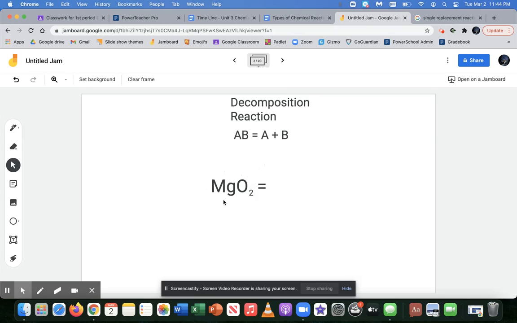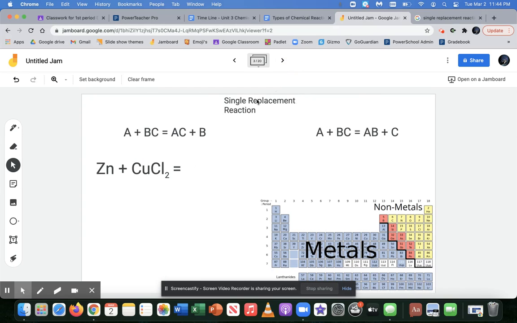So if I look at here, magnesium oxide, it's magnesium and oxygen together. Basically, what I'm going to do is split these two, and what I'll end up with is A and B. So Mg, magnesium, and oxygen. And that's it for decomposition. The last one is a single replacement reaction.